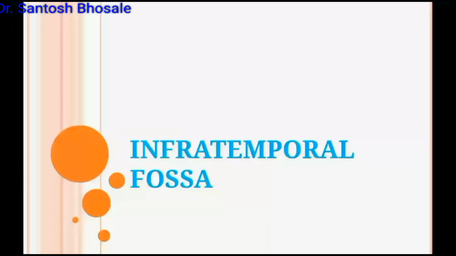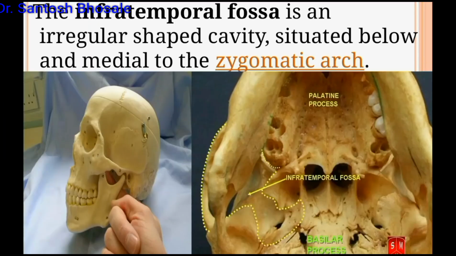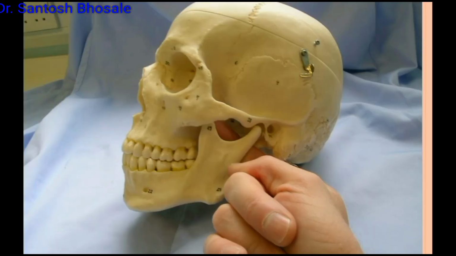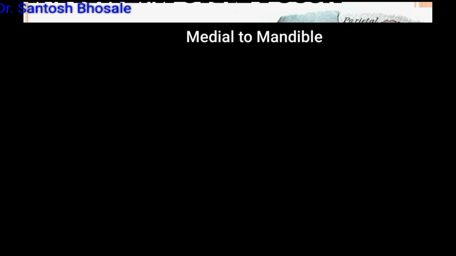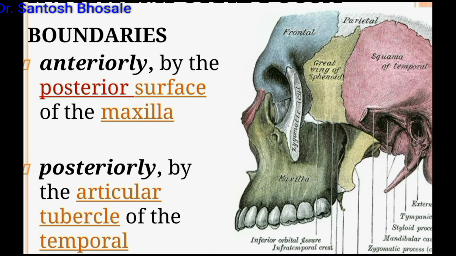Now we will discuss the infratemporal fossa. The infratemporal fossa is an irregular shaped cavity situated below and medial to the zygomatic arch and medial to the mandible. You can see here on the right side the norma basalis view of the skull. You can see the outline of the infratemporal fossa, and here in norma lateralis you can see it lies medial to the mandible.